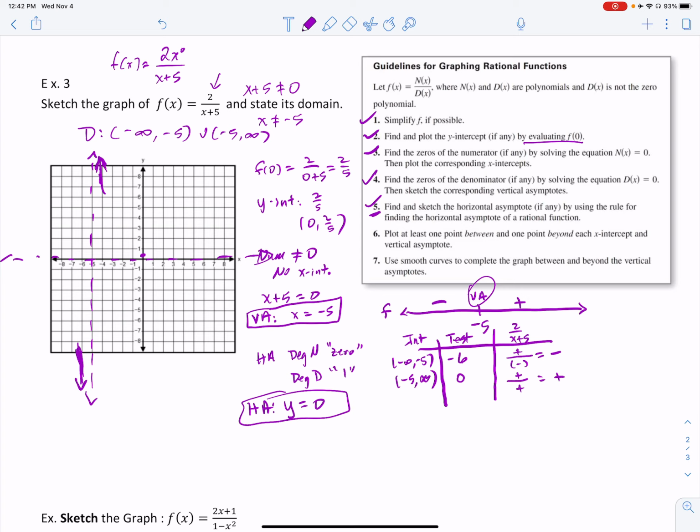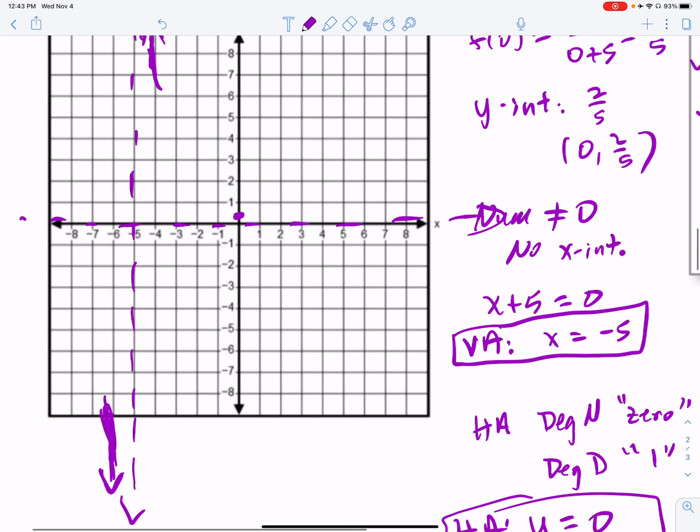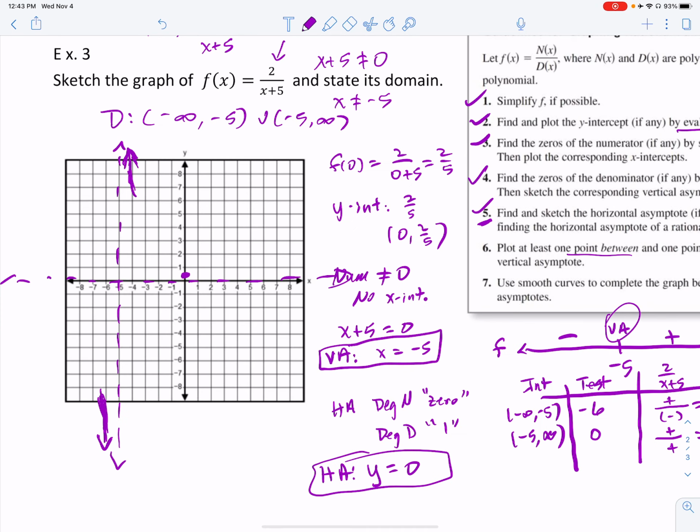Number 6, plot at least one point between and 1 point beyond each x-intercept. Well, there were no x-intercepts, so plot at least 1 point beyond each vertical asymptote. Well, we already have this 2/5 to the right of the first. So this vertical asymptote is just going to come, and it's getting really close, and it's just going to continue to follow it. There are no x-intercepts, so it just follows as end behavior.